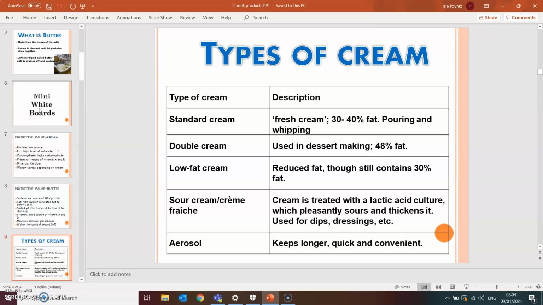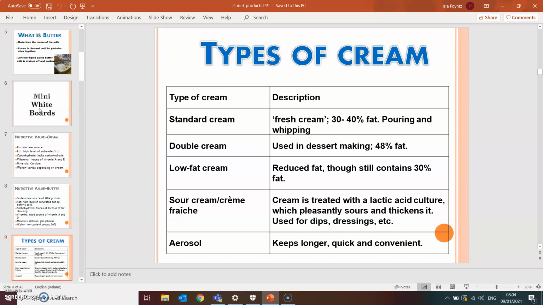So 30 to 40% fat in standard cream. Double cream has 48. Okay, so it's quite thick. Low fat cream then you can get has about 30% fat. Then sour cream and creme fraiche have a different culture.